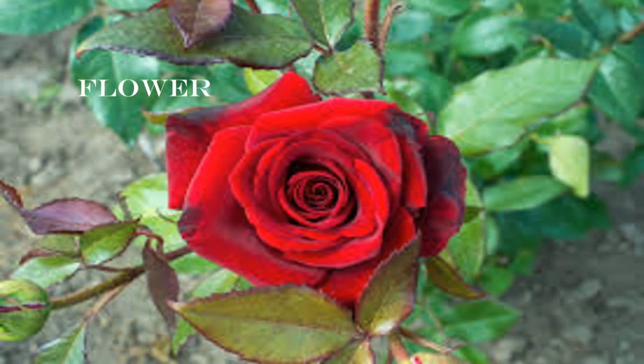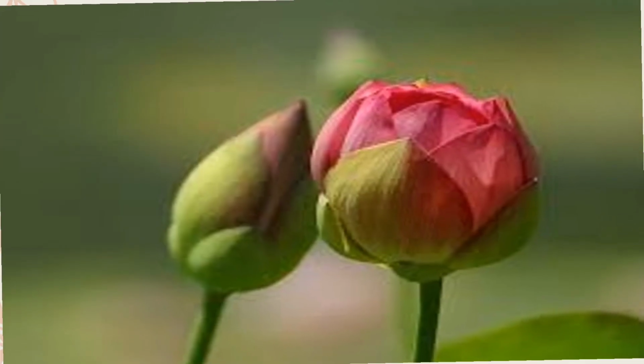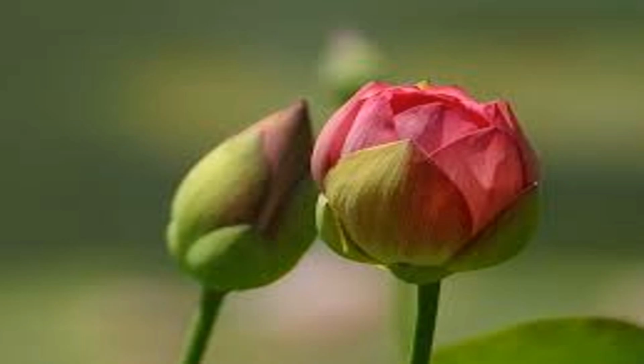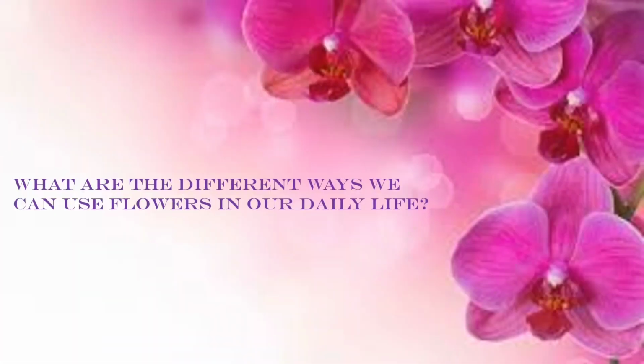Now, let's see the picture of a rose flower. In this picture, we can see a bud and how the bud is blooming into a flower. What difference do you find between a flower and a bud? The first picture shows a bud. Bud is small and pointed, whereas in the second picture, flower is larger and spread.